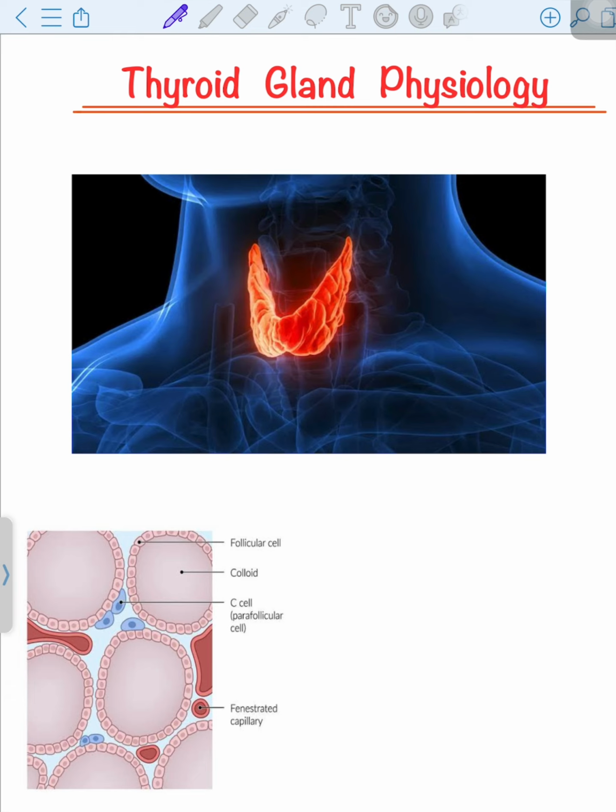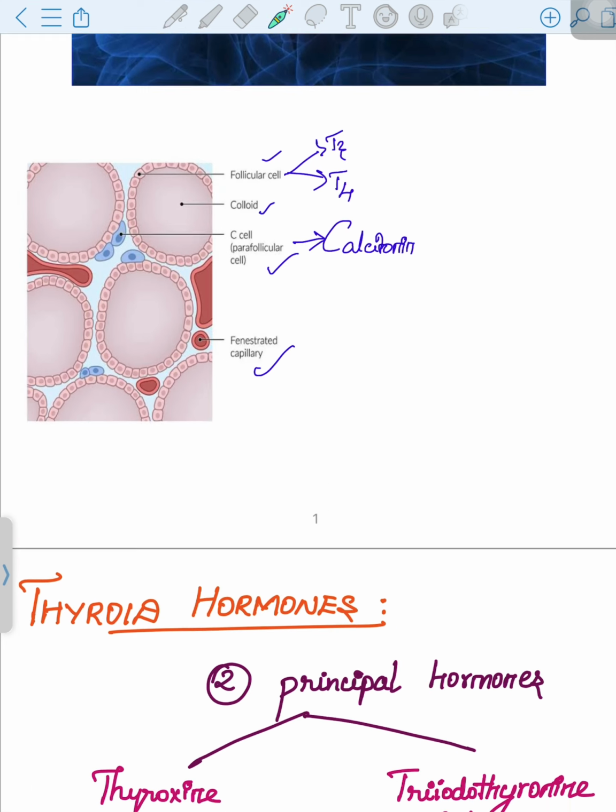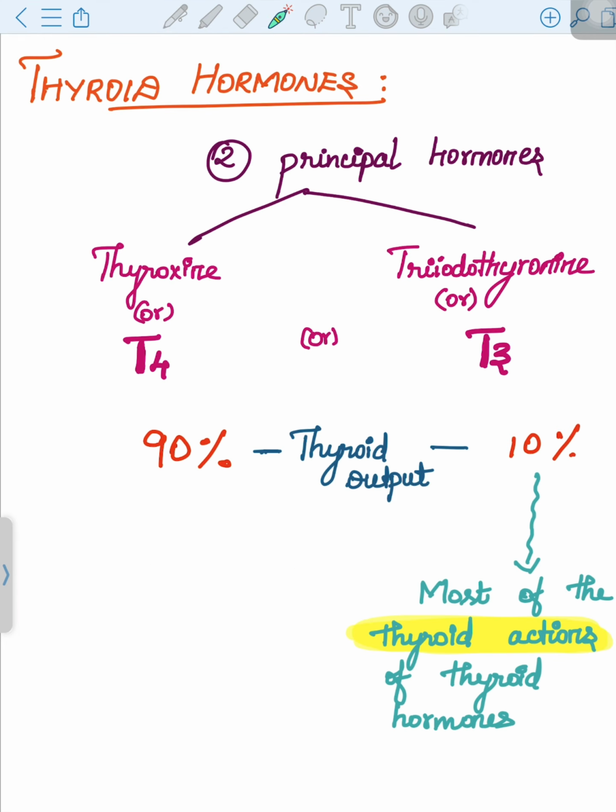This thyroid gland contains follicular cells, colloid, parafollicular cells, and capillaries. Okay? Of these, the follicular cells give rise to certain hormones and the parafollicular cells give rise to certain other hormones. The follicular cells give rise to T3 and T4, and the parafollicular cells give rise to calcitonin. Sorry for the handwriting. Then let's see a crisp intro for thyroid hormones.